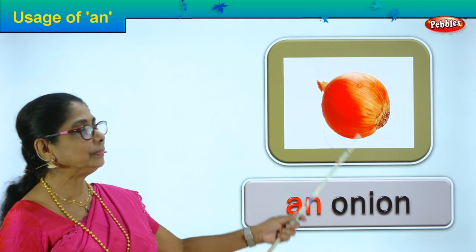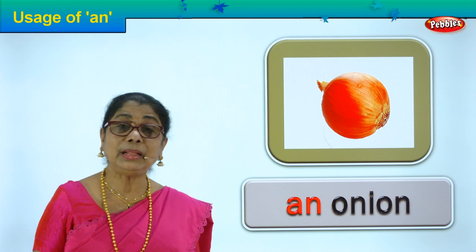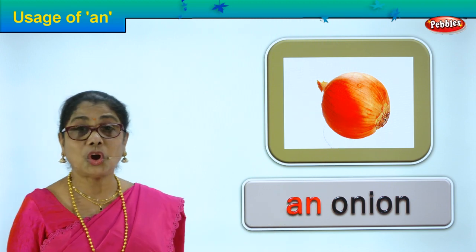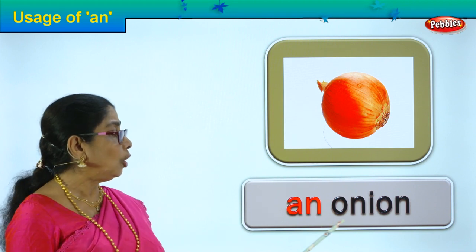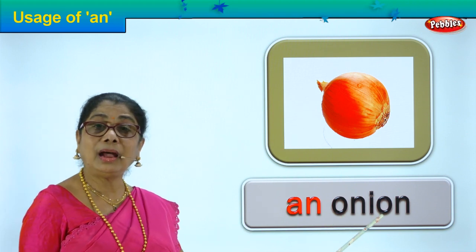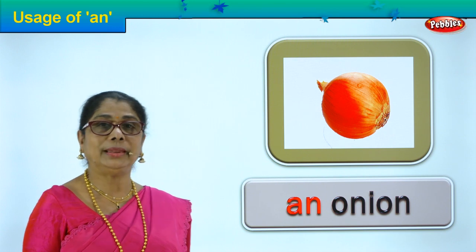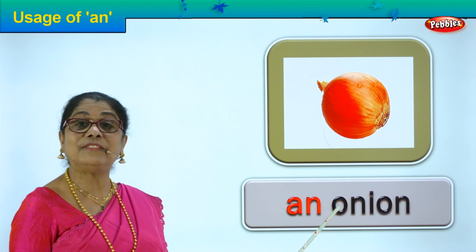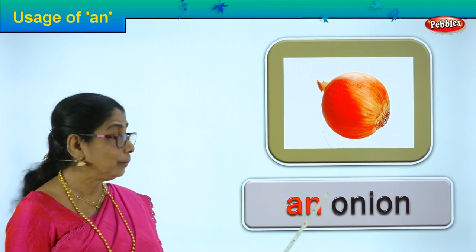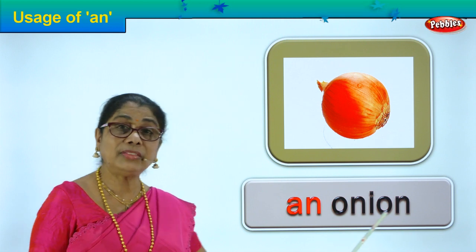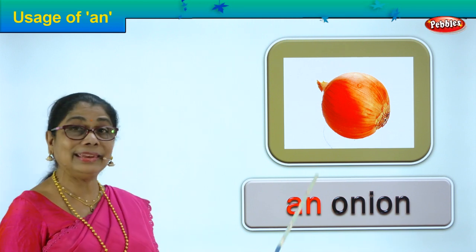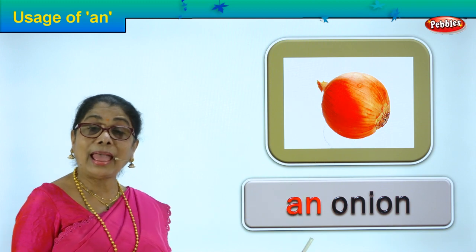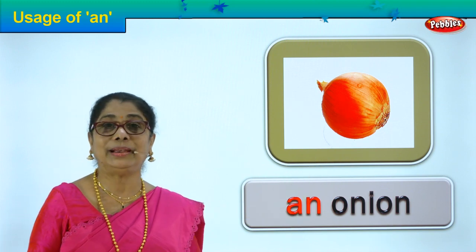See what we have here. Here's a vegetable that makes you cry when you peel out the skin. If you go to peel this onion, you will cry. Spell onion. O-N-I-O-N. Onion. Now, the word onion begins with O, which is a vowel. So, we use in front of the word onion an. Now read. An onion. This is an onion. It's a vegetable. Good.